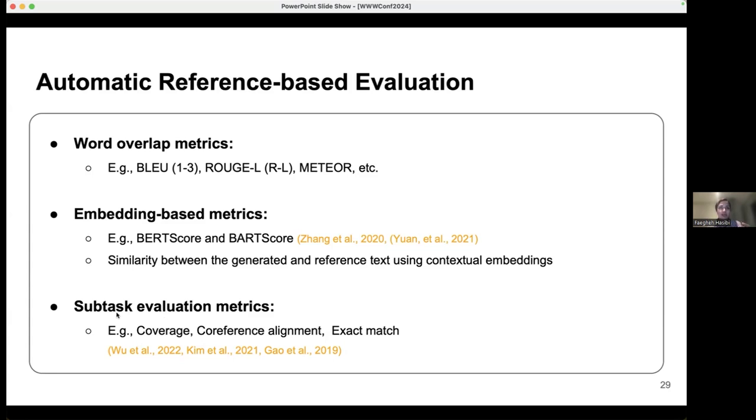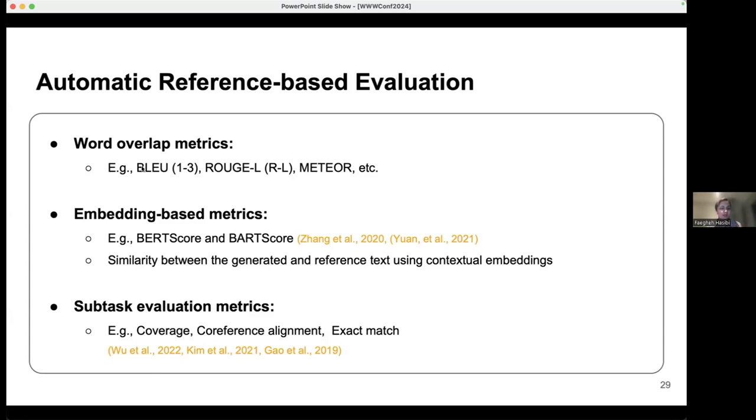And then the last category is the subtask evaluation metrics. In subtask evaluation metrics, we want to evaluate some metadata of the generated conversations. This metadata can be annotations of the conversation or even parts of the conversation that are generated via the conversation generation method. There are lots of them, basically. Some of them are coverage, coreference alignment, and exact match.